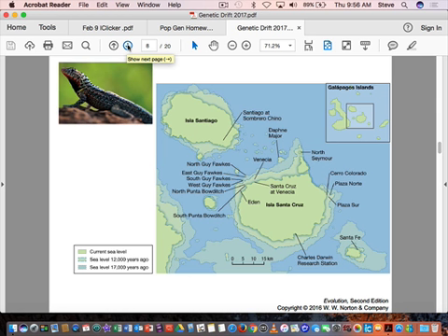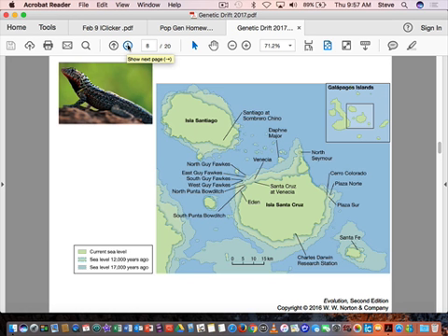So what's represented in this color is the outline of Isla Santa Cruz, and this is the current sea level, okay? Out here is the sea level about 12,000 years ago, and there's the sea level about 17,000 years ago. What happened 17 to 12,000 years ago, and what effect did that have on the sea level?